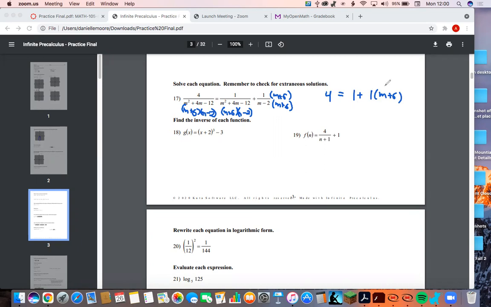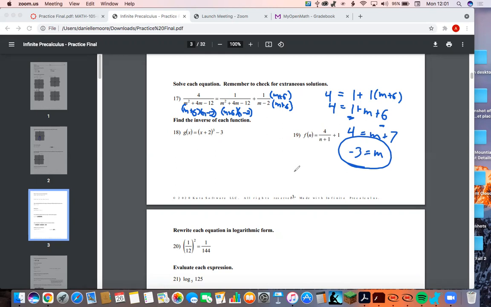Then let's see, you're distributing the 1 times m plus 6. That'll be 4 equals 1 plus 1m, or just m, plus 1 times 6 is 6. 1 and 6 make 7. So I could say m plus 7 equals 4. Minusing that out, we have m equals 4 minus 7, which is negative 3. Then, as long as that doesn't plug in to make us undefined on any of these fractions, we can keep the answer m equals negative 3.